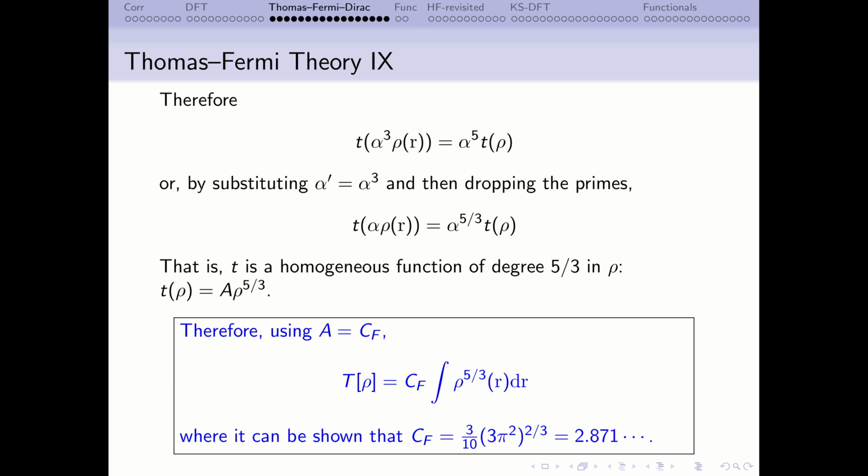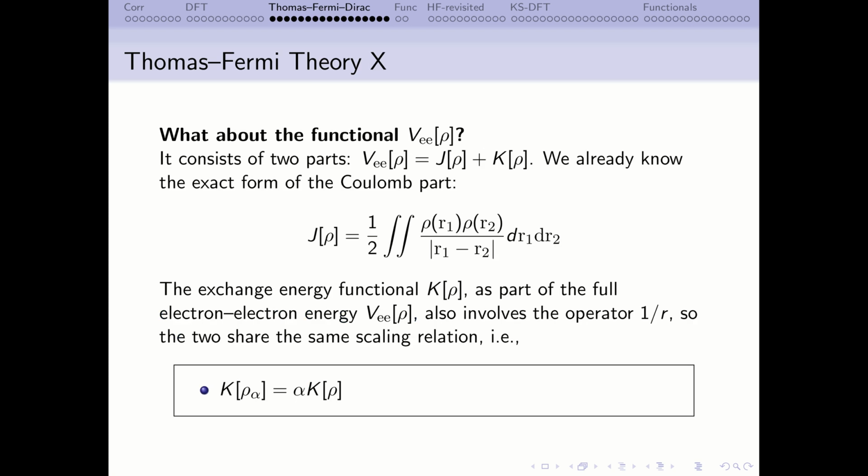What were the assumptions we made? We assumed that t is written in the form of an integral over a homogeneous function of rho integrated over all space. That was the only assumption. All right. The rest, the scaling relations, the coordinate scaling, that was all mathematically exact.